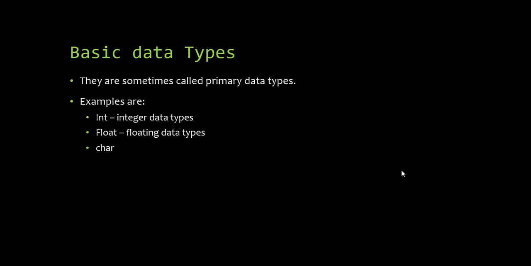If we are talking about the basic data type, then we can say it is called the primary data type, and some of the commonly known data types like int, float, char, and double are the best examples of the basic data type.